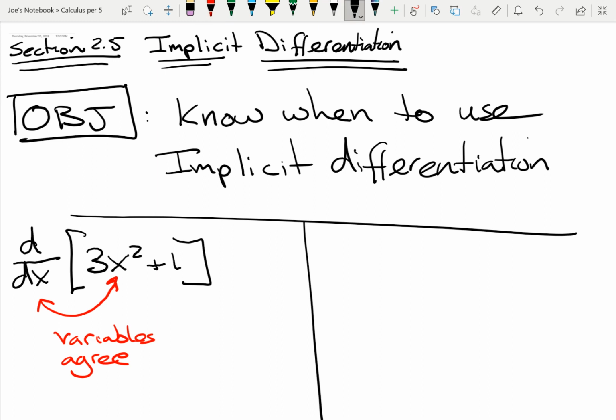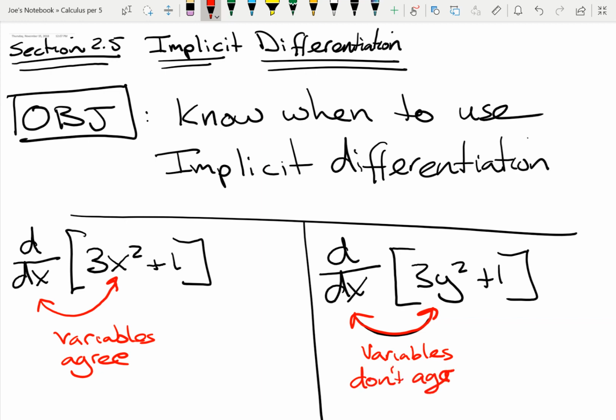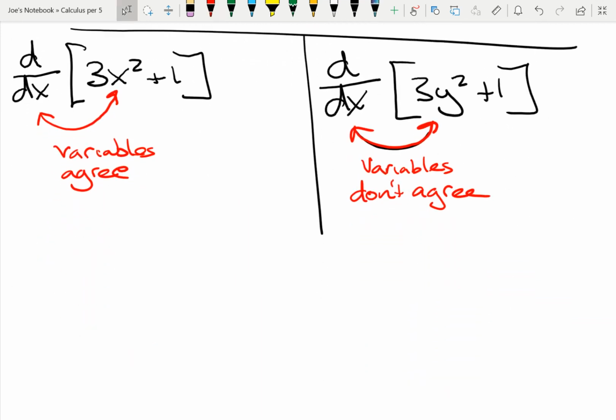So if I looked at this now, if I'm taking the derivative with respect to the differential in x of 3y squared plus 1, now it's time to use implicit. Okay, so it's as simple as this. When the variables agree, do as you've always done. When the variables don't agree, use implicit. Okay, so that's when to use it.